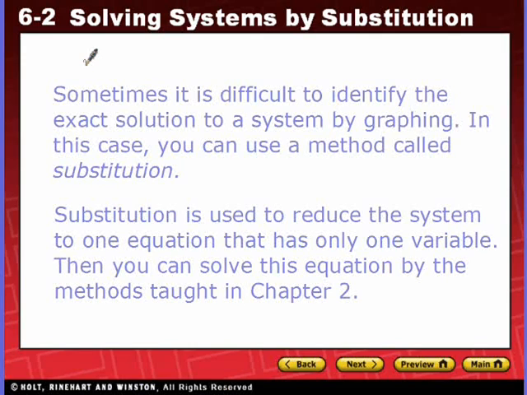In substitution, the big idea here is that we're going to take a system of equations that has two equations and two unknowns in it, and we're going to reduce it to one equation that only has one variable, and you know how to solve those. It'll be something like x plus 6 equals 12, or 2x plus 5 equals 9, and then you can solve for x. You can plug that back in, and you can find out what y is.